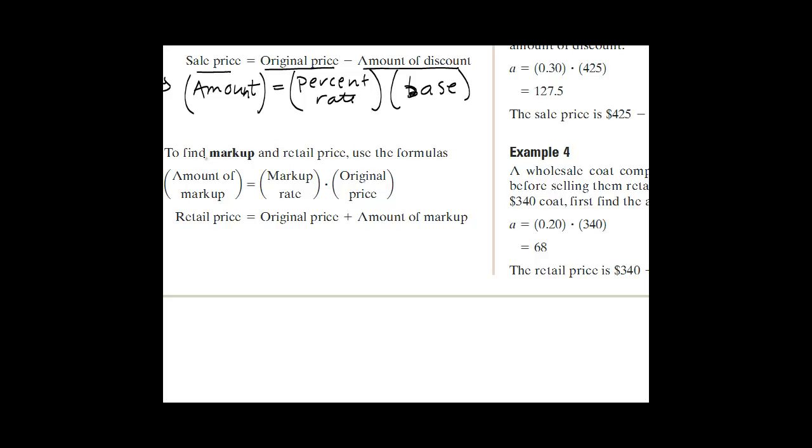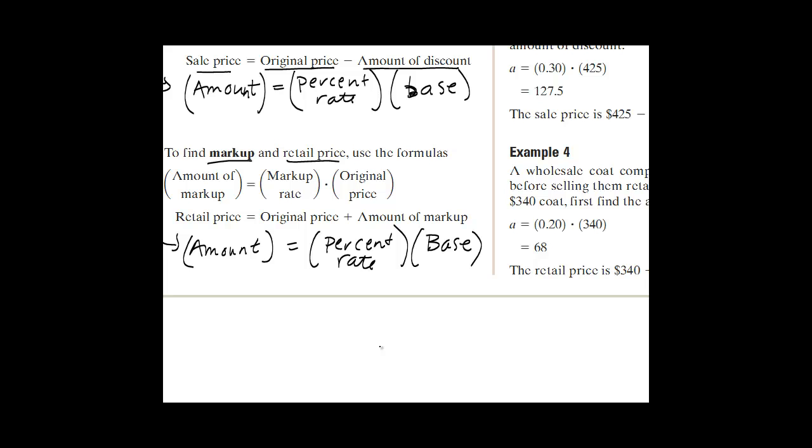Similarly, we can find a markup. To find a markup and the retail price, we use the formulas amount of markup equals the markup rate multiplied by the original price. So amount of markup would again be our amount, and it would equal the percent rate multiplied by the original price, which is again our base. So this is again a very similar setup.